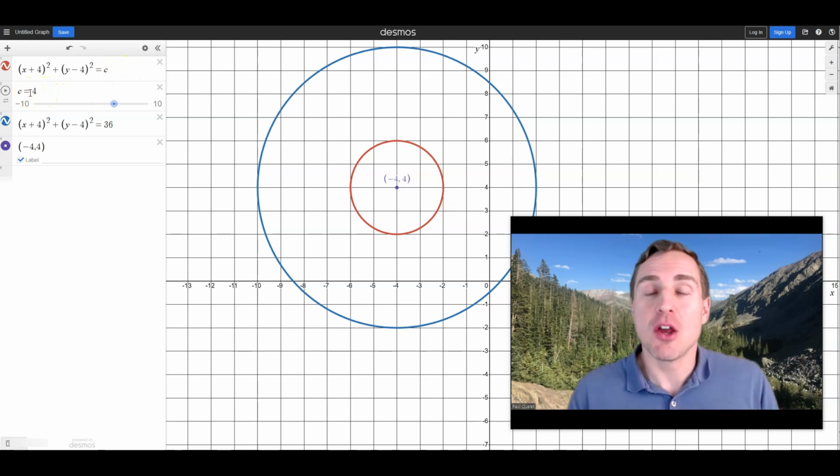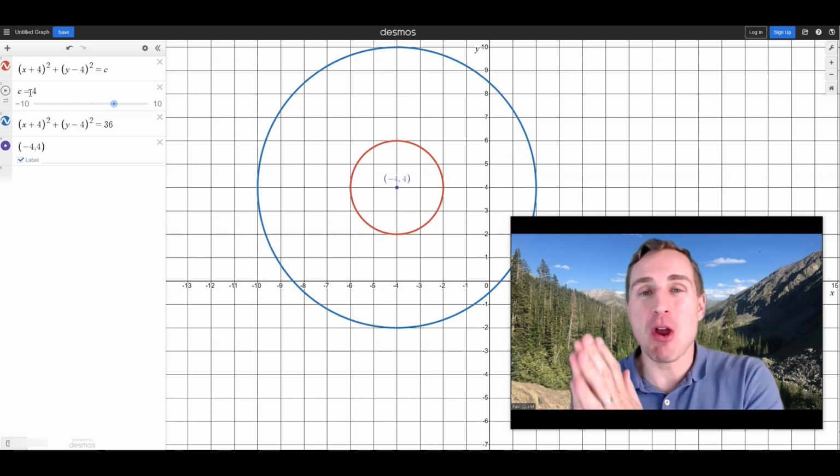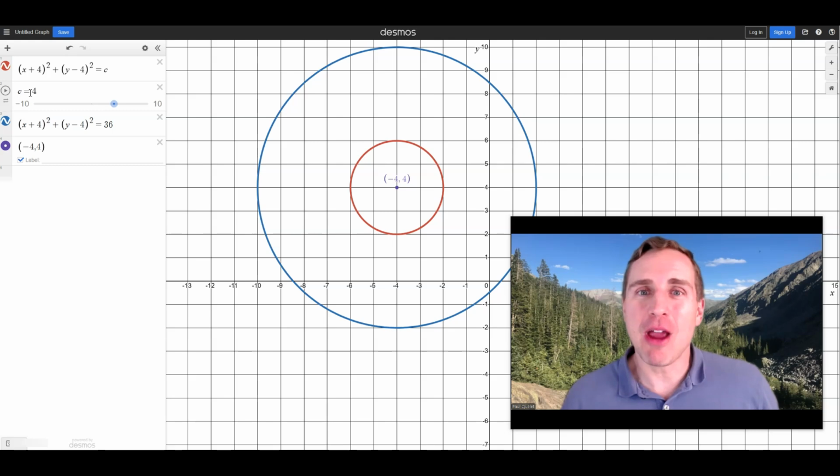Hope that makes sense. We've solved it the analytical way, knowing the equation, and the numerical way with Desmos. All right, we will move on.